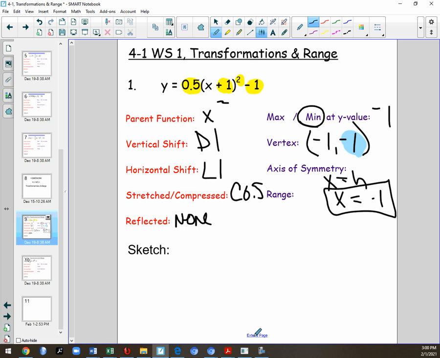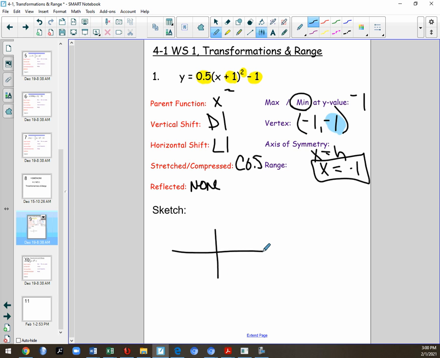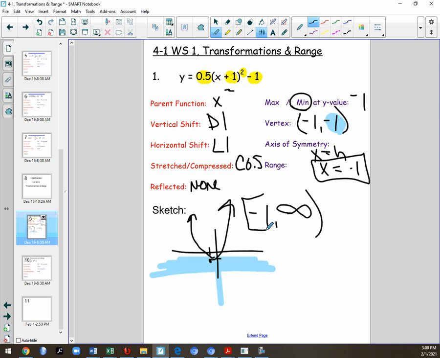Now, what does this thing look like? We're going to quickly sketch it so that you can see. I'm going to go -1, -1. That puts me here, and I'm opening up. Therefore, for my range, I'm going to read from bottom to top. As I'm coming up the y-axis, when do I run into this? I run into it right here at this y value, at the minimum value. So I'm going to start at -1 and go all the way to infinity, and I can't include infinity. Another way to write this is y is greater than or equal to -1. Both of those would work.